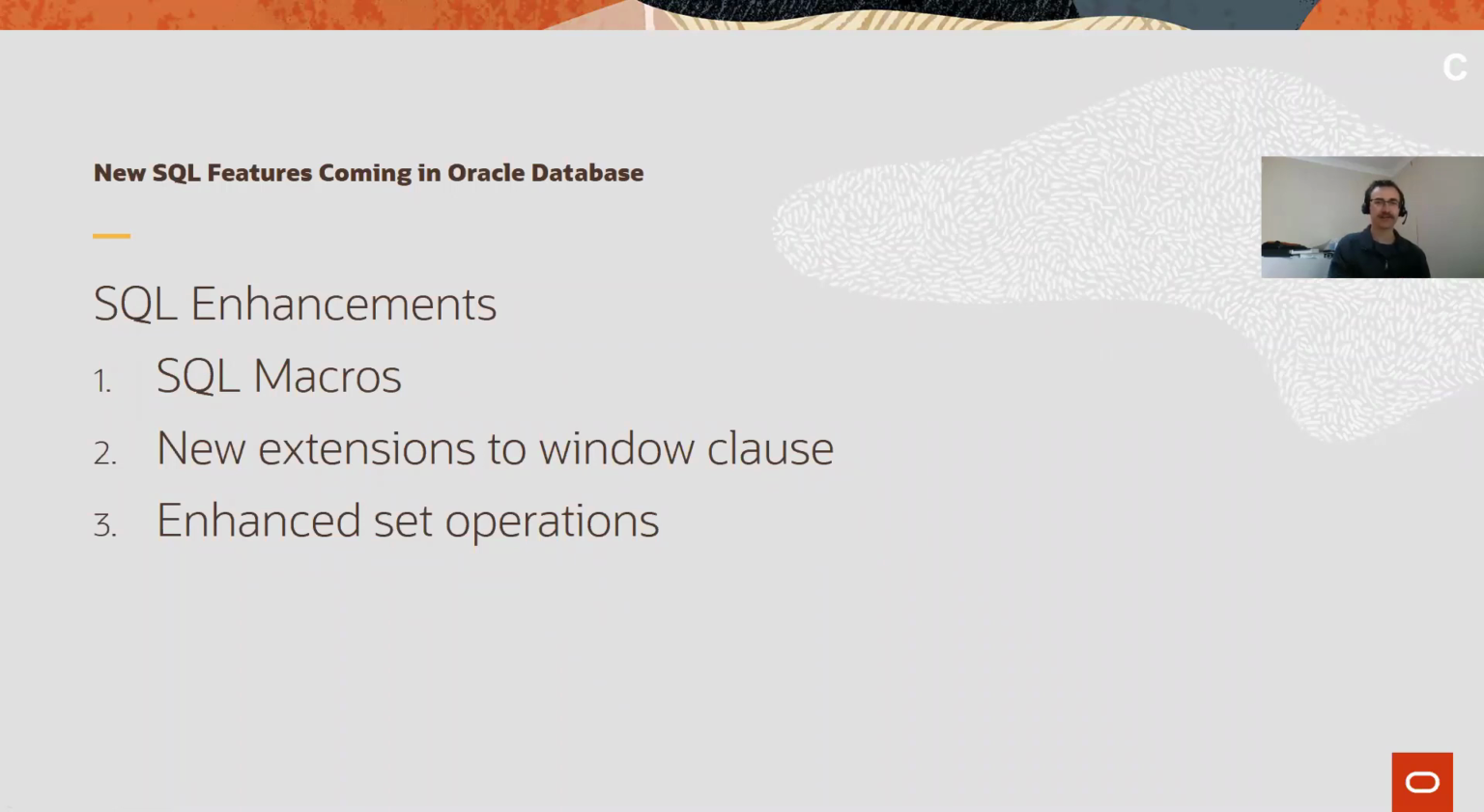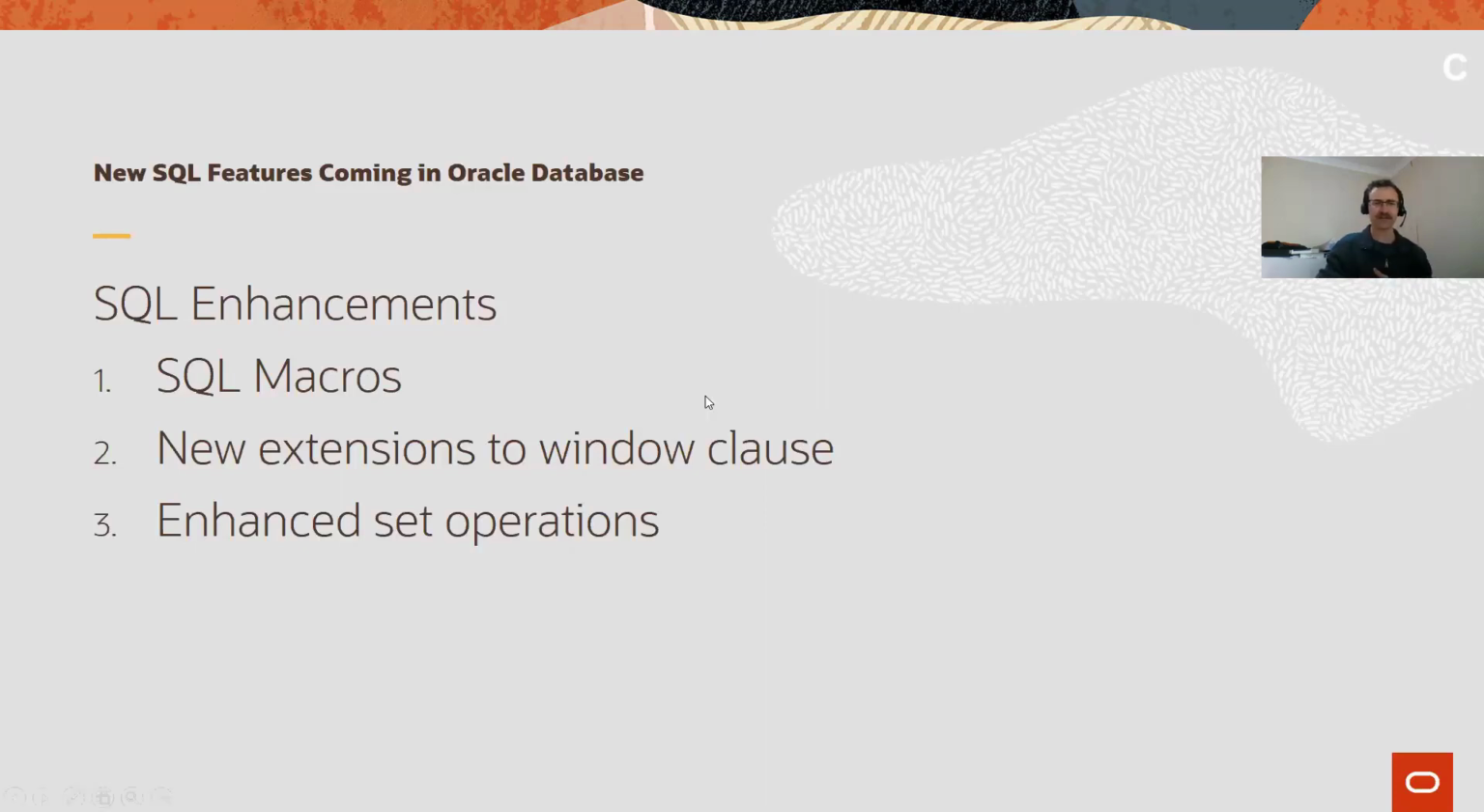There are quite a few new SQL features coming in the upcoming releases of Oracle database. I've picked out 3 which I think are really exciting and interesting, and are probably going to be ones that you actually use more in your day-to-day job. There's a whole bunch of others, but I think they're a bit more esoteric and you're less likely to use them. So the 3 key things we're going to look at are SQL macros, windowing clause extensions, so analytic functions, how they work, and some enhancements to set operators.